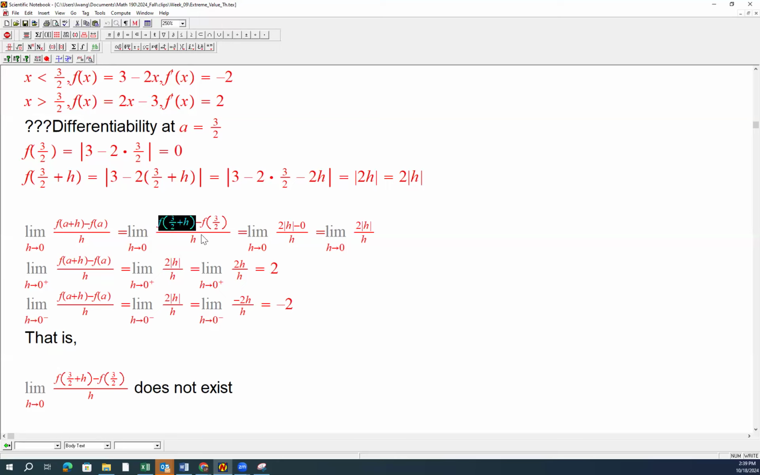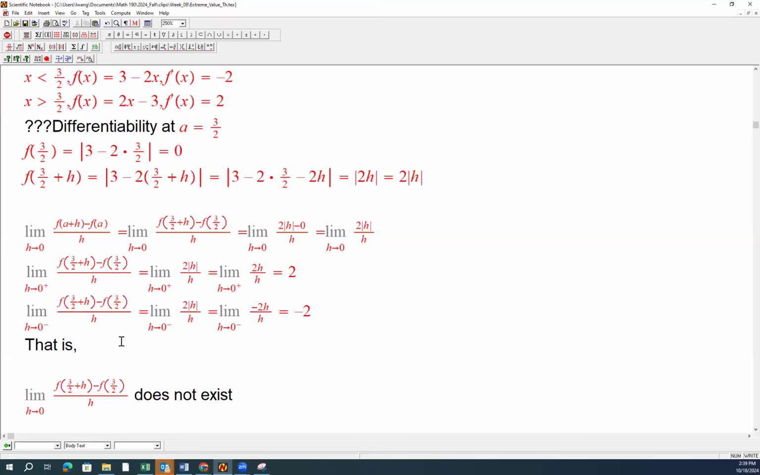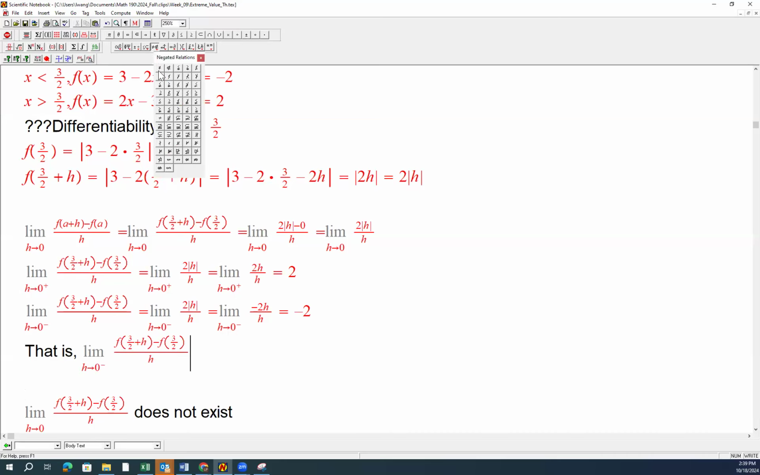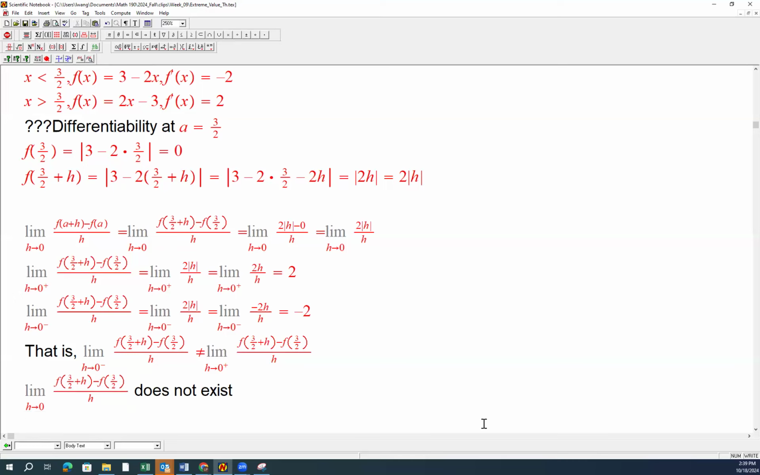You know what I can do? I should have just done this piece. This will just be even better. Okay, so now I just want to point out that these two limits are not the same. That is to say, the limit does not exist. If it does not exist, it's not differentiable.